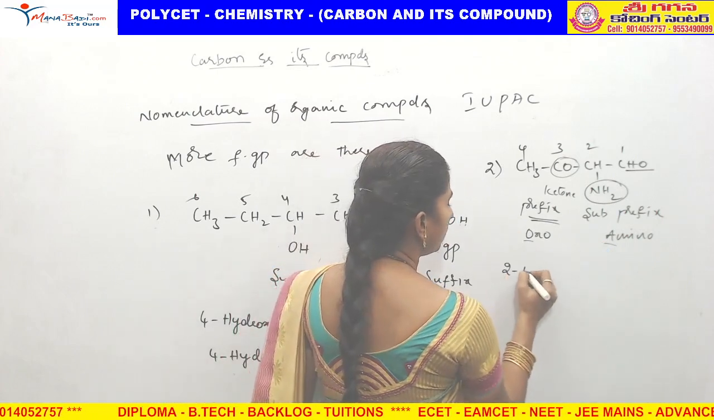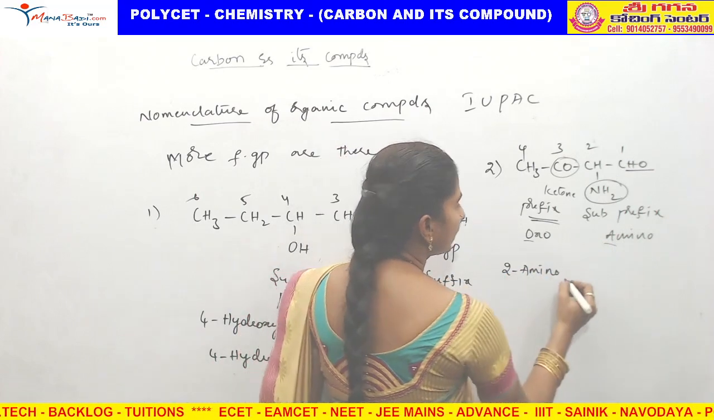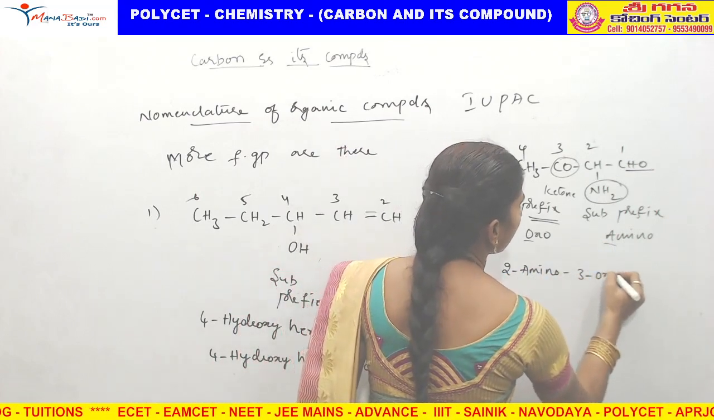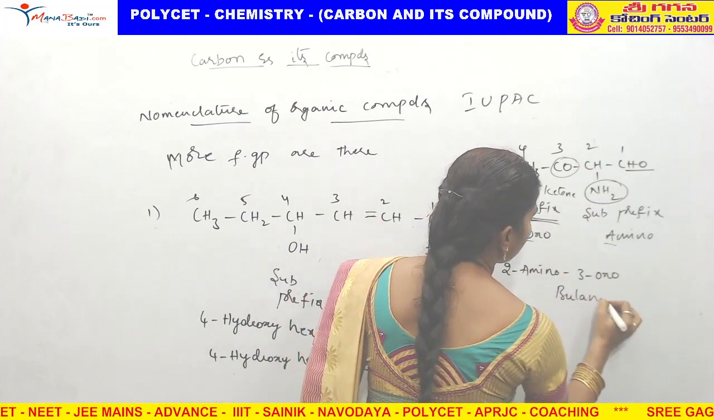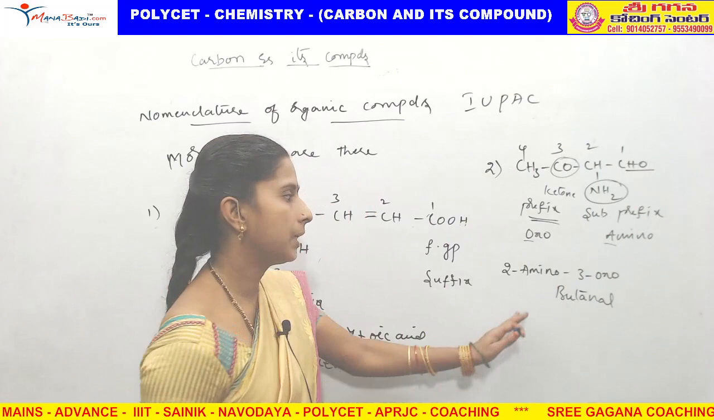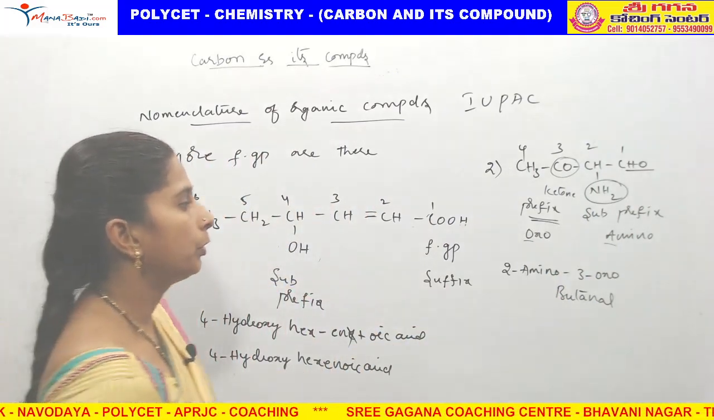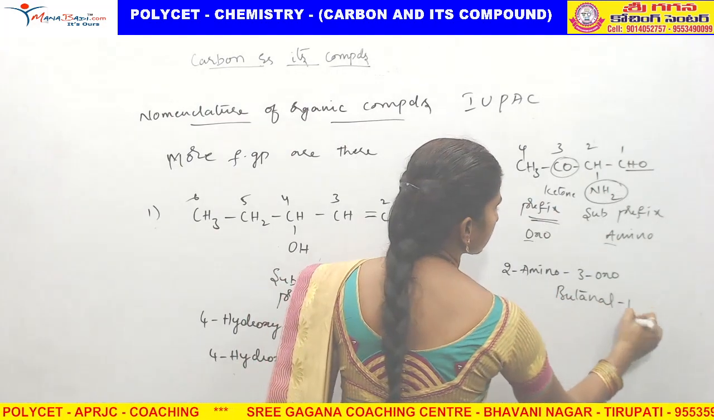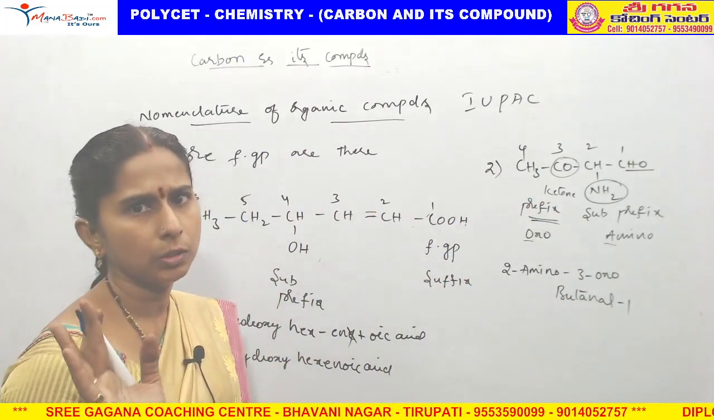So 2-amino, 3-oxo, butanal. Butane plus al, butanal. Directly I have written butanal at the first position, so no need to indicate 1. First position means no need to indicate 1.